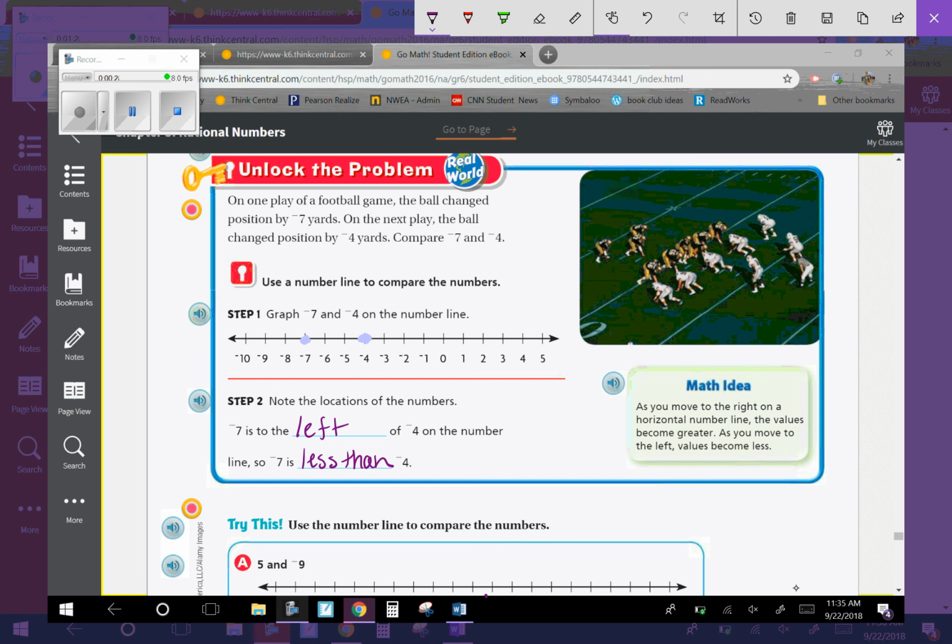So math idea, as you move to the right on a horizontal number line, the values become greater. As you move to the left, the values become less. So move to the right, they become greater. Left is less.